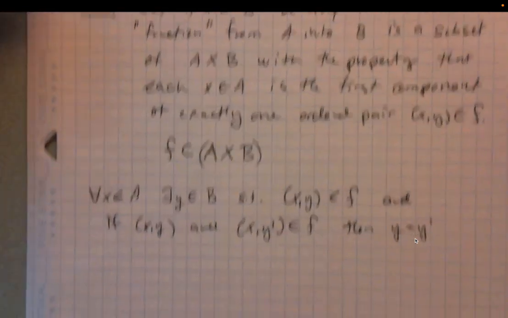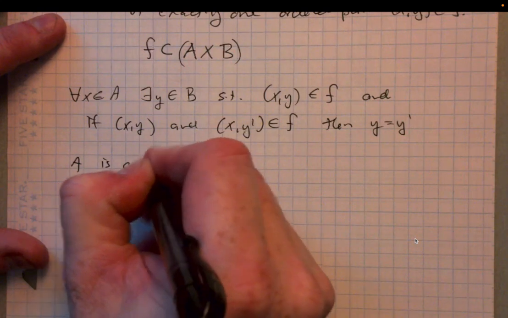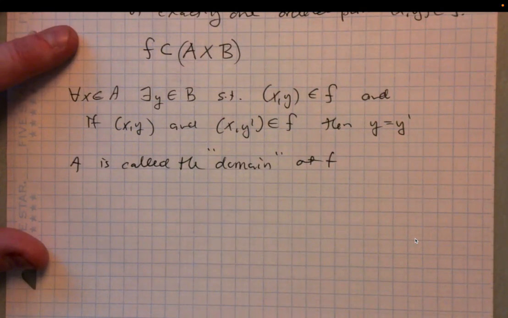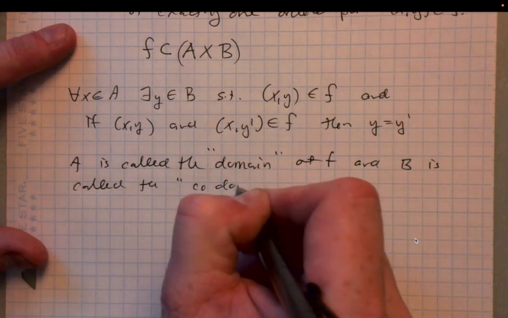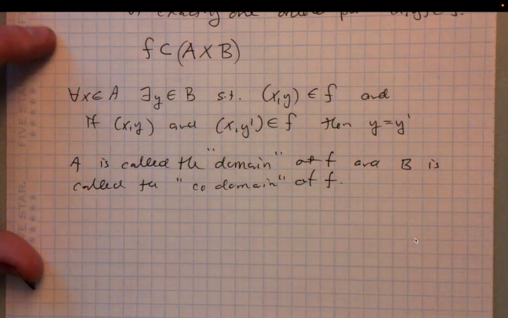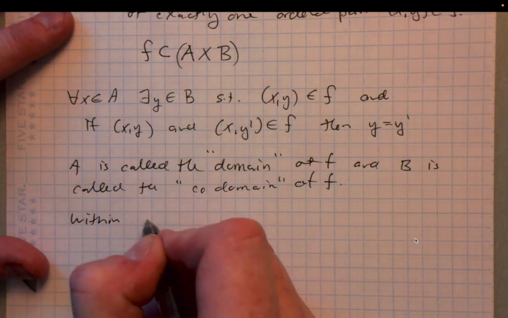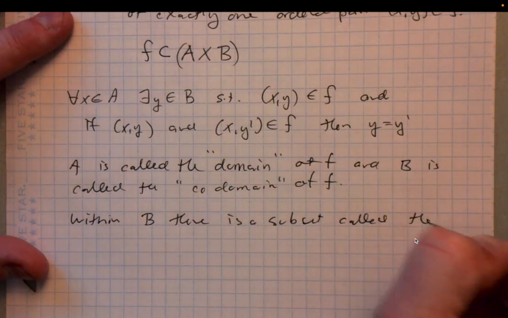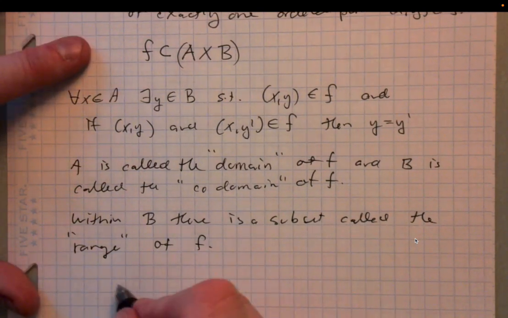Okay. Now, in this scheme, we've got this set A. A is called the domain of F, right? So A is the domain, and B is called the codomain of F, right? So you've got the domain and the codomain, A and B. Now, within the codomain, there's a subset called the range. Within B, there is a subset called the range of F.